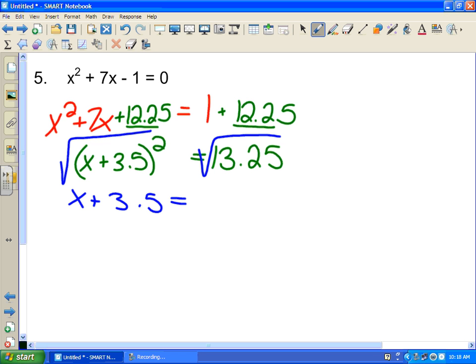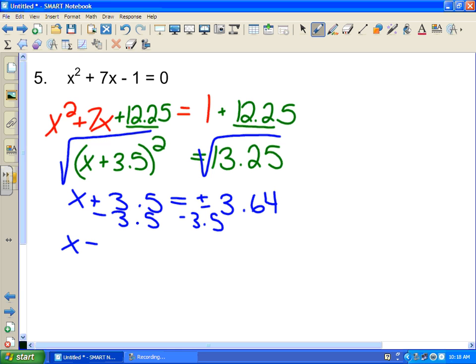What's the square root of 13.64? 3.64. We'll just say if it's a long decimal, just use 2 decimal places. Oh, I forgot one thing though. What did I forget? And then the last step is to subtract 3.5.